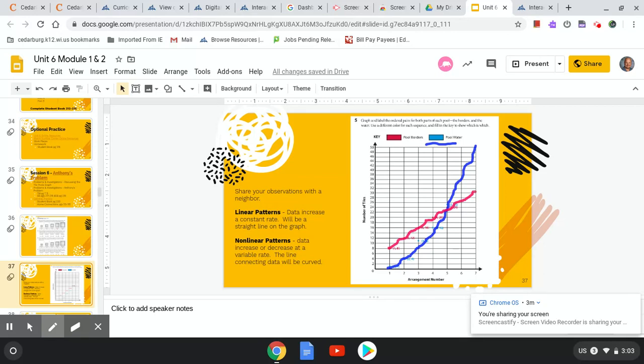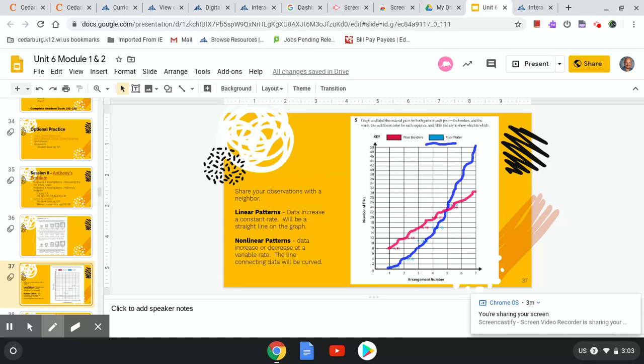So one of the things when we're dealing with coordinate graphs and putting out our data is recognizing whether we have a linear pattern or a nonlinear pattern. A linear pattern is a pattern where data is going to increase at a constant rate, right? We're going to see a straight line. It's either going to be up or down, but it's going to be a straight line. I know my lines aren't very straight, but drawing on a Chromebook is not very easy for me, but for you, probably a little bit better.